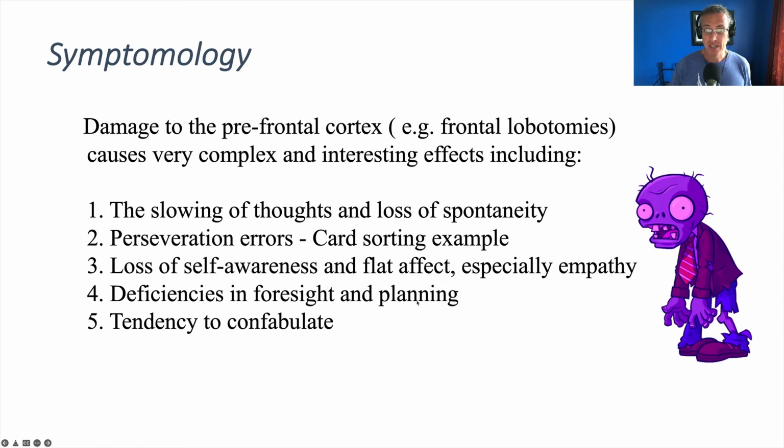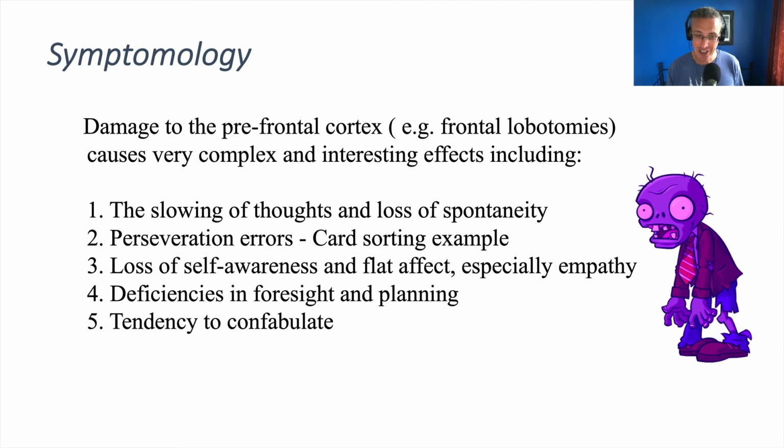Deficiencies in foresight and planning, they don't think ahead. They don't strategize. They don't want to do anything different. They want to just sit here and play cards. And if you tried to tell them, which bus would you take if you wanted to go to the mall, they couldn't do that. They couldn't figure things out. That's what we use our frontal lobes for. And this last one's kind of interesting, a tendency to confabulate.